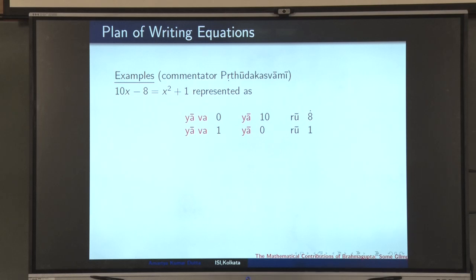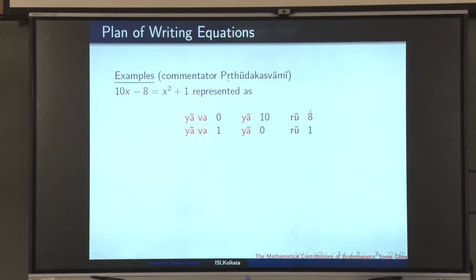So, how to write an equation? Let us say 10x minus 8 equal to x squared plus 1. This is illustrated by his commentator Prithudakasvami. Look at the left hand side, the coefficient of x squared is 0. Now, how do you write x squared? x is ya, yavat-tavat, the abbreviation is ya, and square is varga. So yava is 0 on the left hand side and ya is 10 and the rupa is 8 with a dot at the top, indicating that it comes with a minus sign.